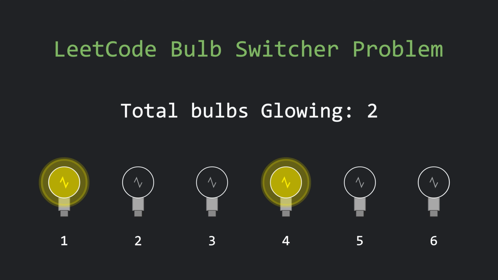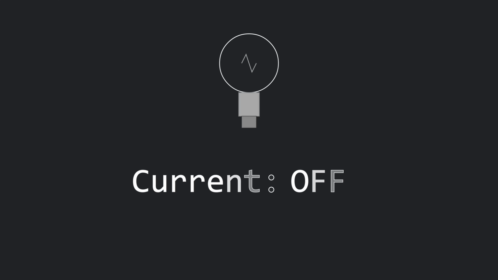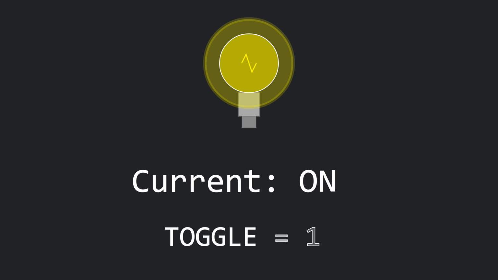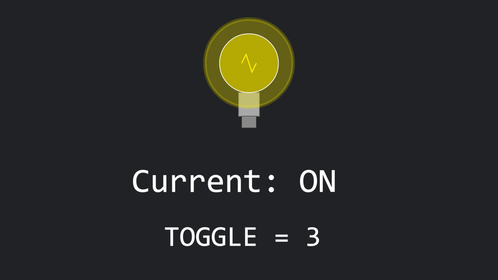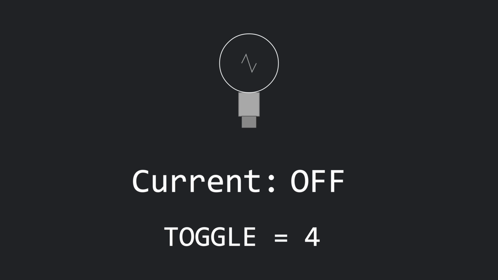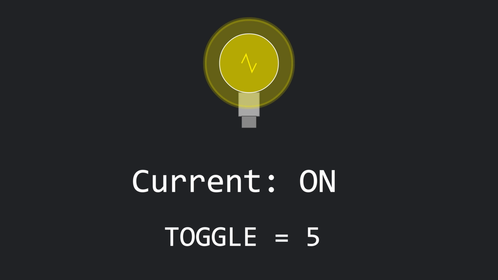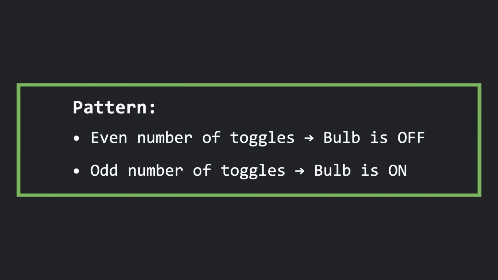Now pause the video and try to find the underlying pattern and solve this problem yourself. So, the bulb is off initially. If we toggle it once, it will be turned on. If we toggle it again, it will be turned off, and so on. Now the observed pattern from this is that if we toggle a bulb an even number of times, it will be off at the end. But if we toggle it an odd number of times, the bulb will be on at the end.